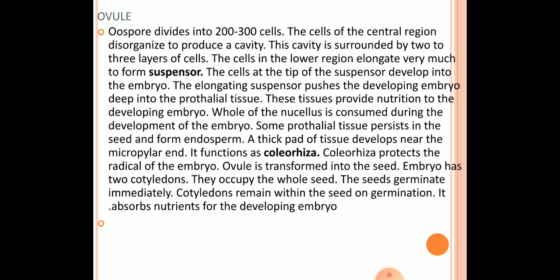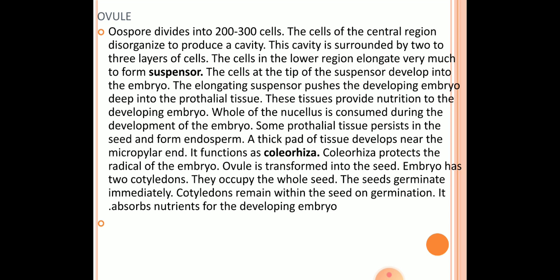Some prothallus tissue persists in the seed in the form of endosperm, because there is no true endosperm in the case of gymnosperms. A thick pad of tissue develops near the micropylar region, and it functions as a coralloid. This coralloid protects the radicle of the embryo.